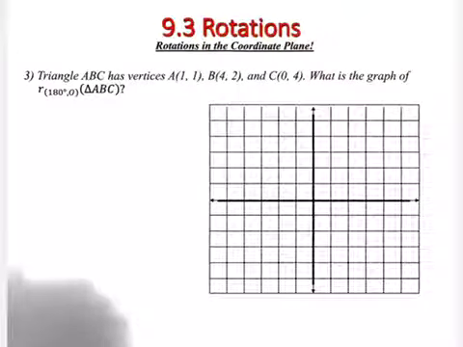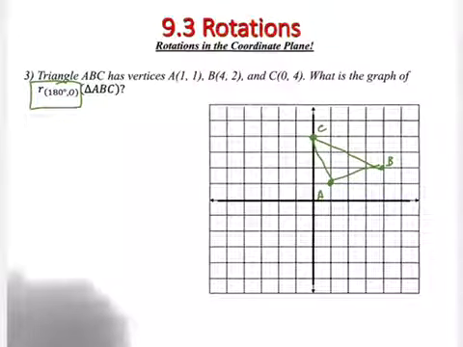Question 3, triangle ABC has vertices of 1, 1, 4, 2, and 0, 4. So let's go ahead and plot these. So 1, 1, 4, 2, and 0, 4. This time they want a rotation of 180 about the origin. So we've got A, B, and C. So this is our triangle, or our preimage.